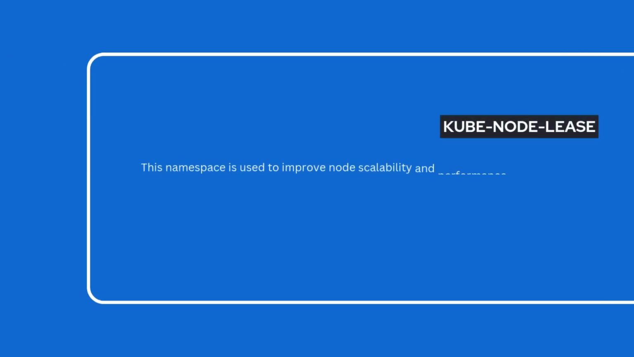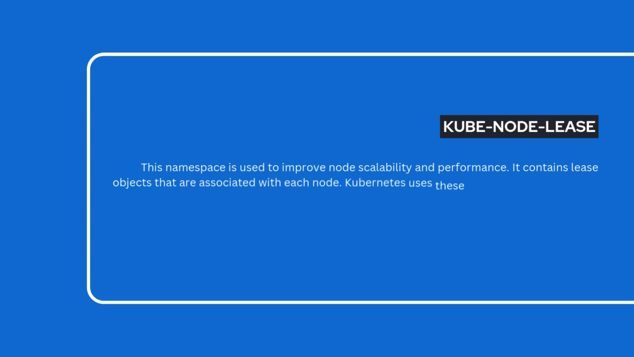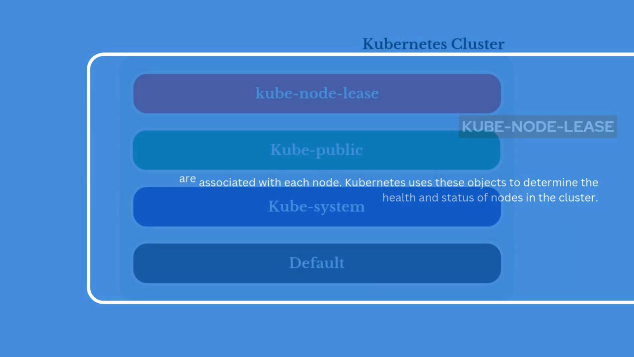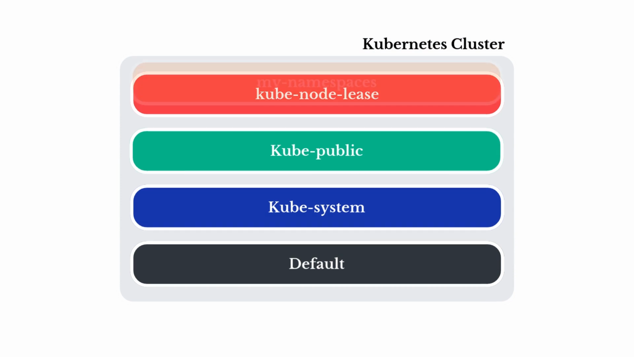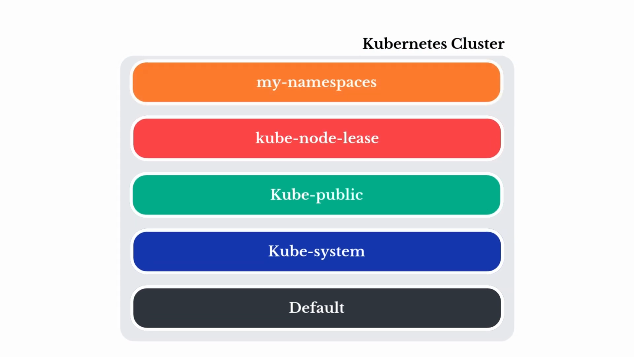Then we have kube-node-lease, which is newly added. This namespace is used to improve node scalability and performance. It contains lease objects that are associated with each node. Kubernetes uses these objects to determine the health and status of nodes in the cluster. These are the namespaces Kubernetes creates by default, but you can always add your own, and we will see how to achieve that in a later part of this video.